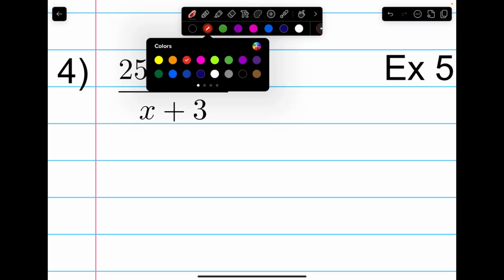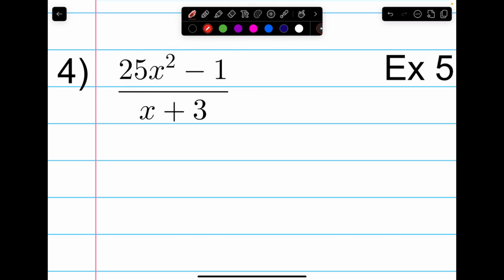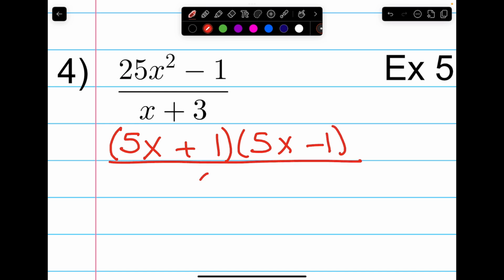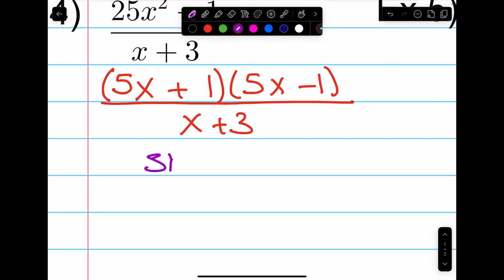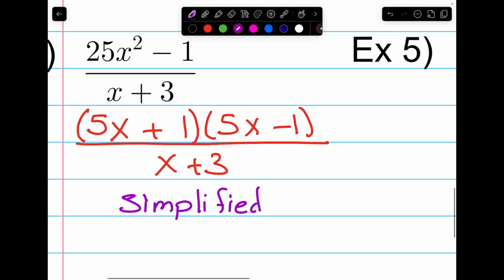This looks like the GCF, not the GCF, the difference of 2 squares. So the square root of 25 is 5. Square root of 1 is 1. There are differences. Boom. All over x plus 3. Well, I don't think anything can cancel out. Right? These are all binomials. So if I was to cancel out these binomials, they have to be in pairs. So I can't cancel those out. This is simplified. So if I was doing my Get More Math, the answer that you would put is simplified. If it's a button, you could just press it.